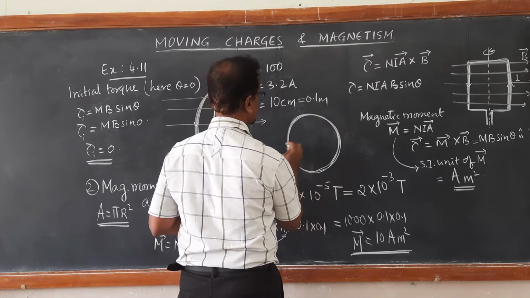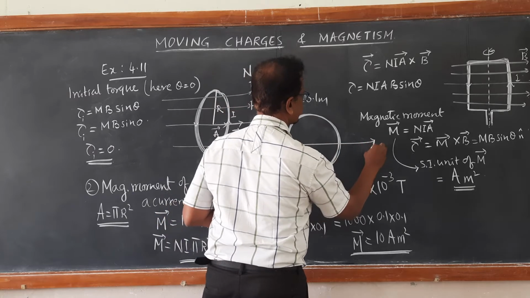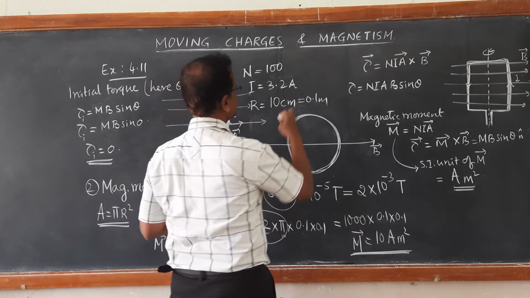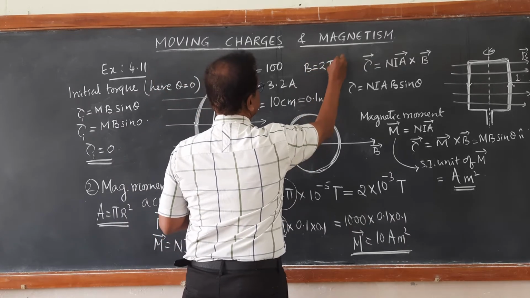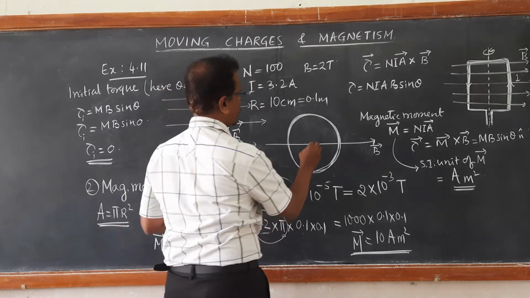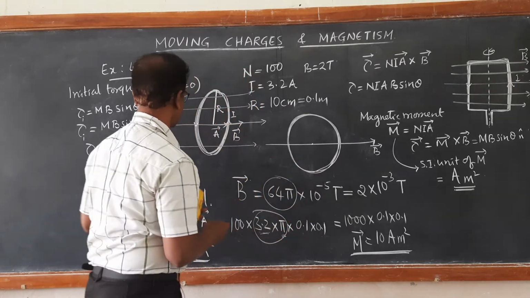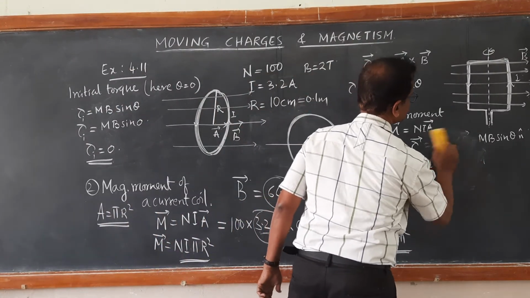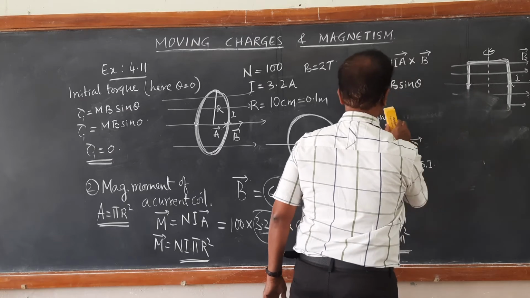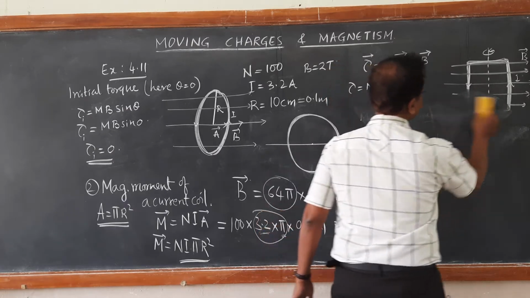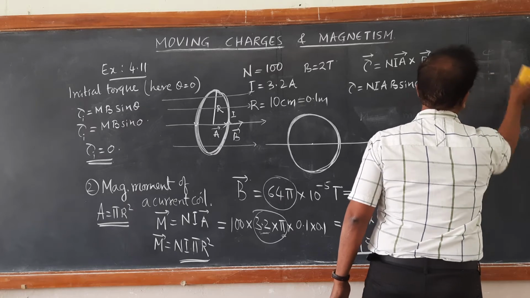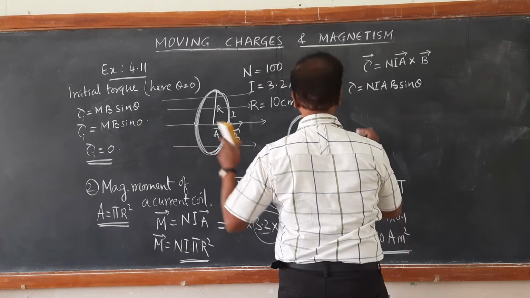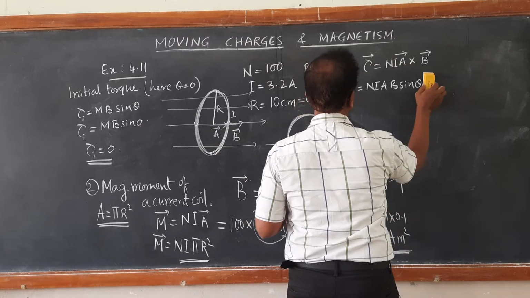Yes, this is the position of the coil and here is the external magnetic field. The external magnetic field value is given, B is equal to 2 Tesla. So, what is the value of torque? I am calculating the final torque, and the initial torque.